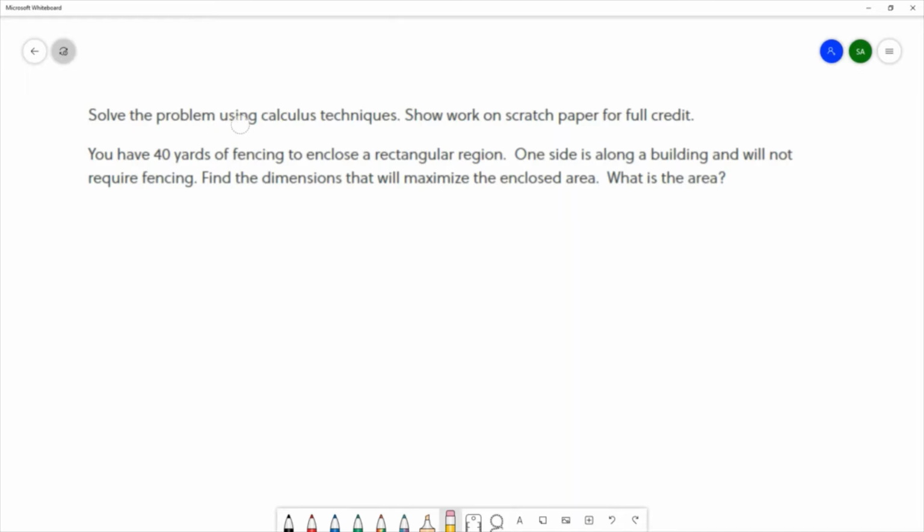We're going to solve this problem using calculus techniques. You have 40 yards of fencing to enclose a rectangular region. One side is along a building and will not require fencing. Find the dimensions that will maximize the enclosed area. What is the area? Let's draw a picture.